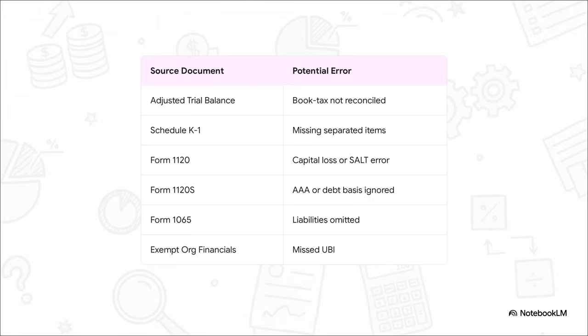For a 1065, ensure partnership liabilities were correctly allocated to the partner's outside basis. And if you're looking at financials for an exempt org, you need to scour them for commercial activities that should definitely be taxed as unrelated business income.